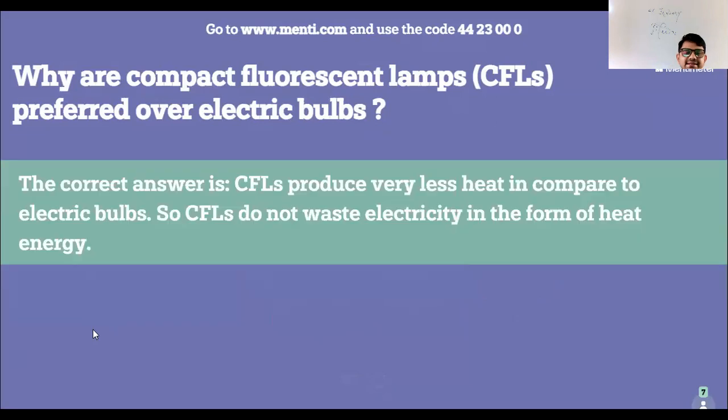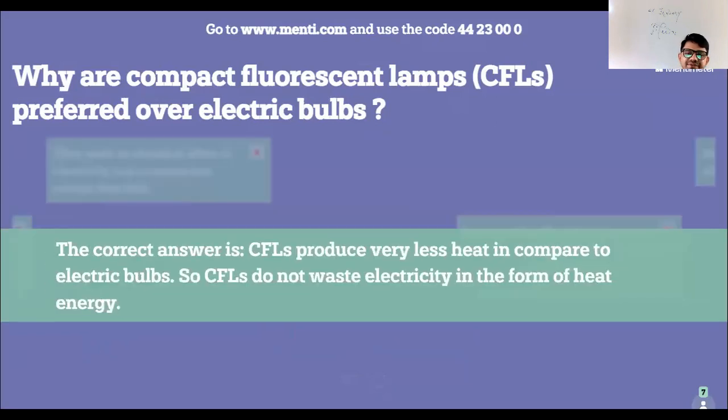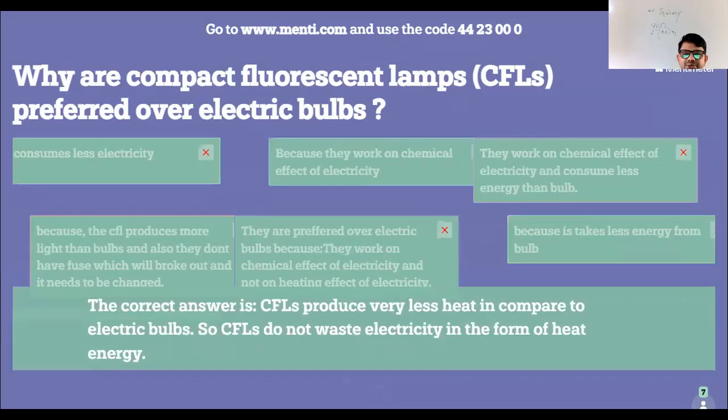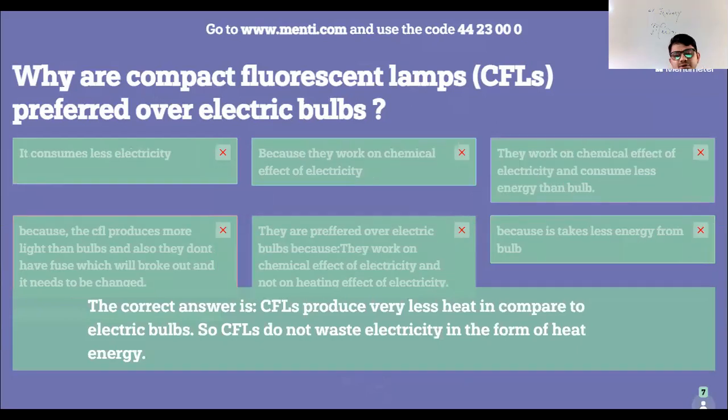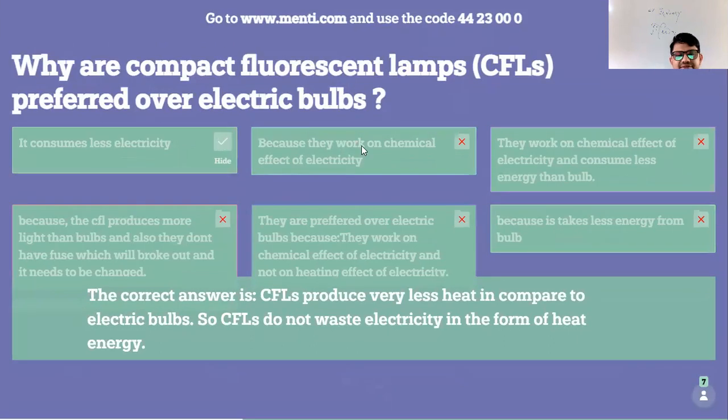So the correct answer is CFL produce very less heat as compared to electric bulb. CFL do not waste electricity in the form of heat energy. So let's check the answers. It consumes less electricity, correct. Because they work on chemical effect of electricity, no. They work on chemical effect of electricity, consume less energy, yes, correct.